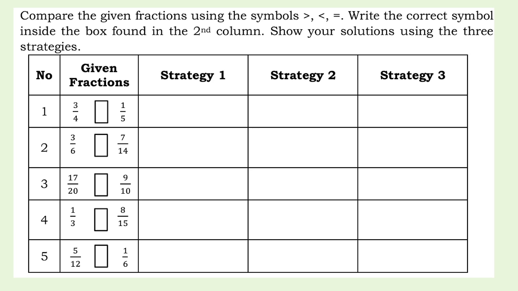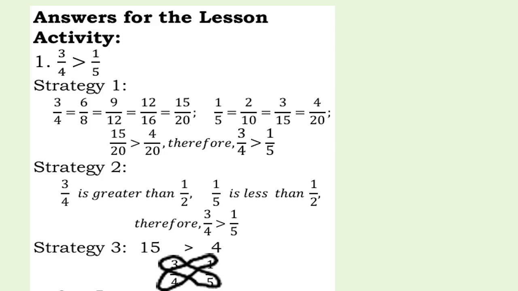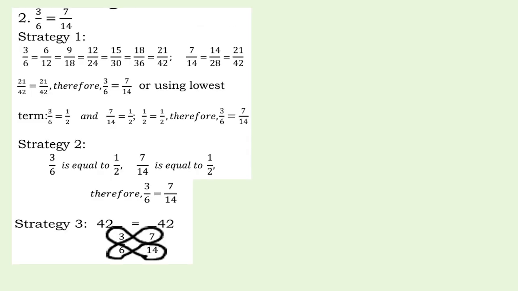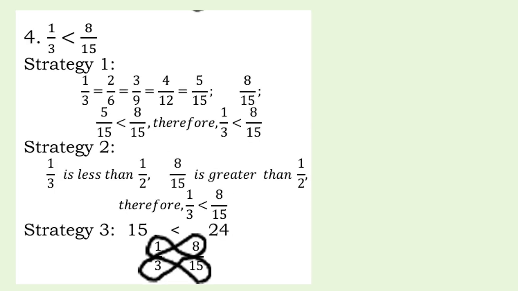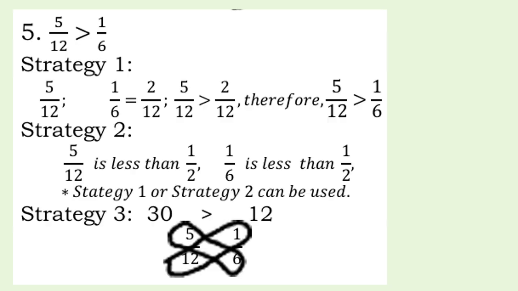Compare the given fractions using the symbols. Write the correct symbol inside the box found in the second column. Show your solutions using the three strategies. Answers for the lesson activity. Number 1, number 2, number 3, number 4, and number 5.